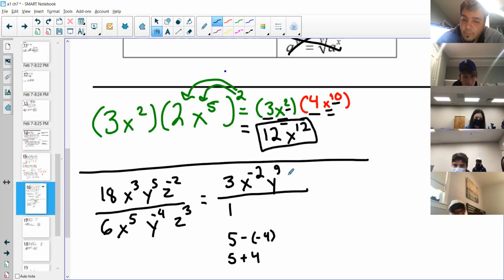How did you get 3? 3 over 1. If you take out a 6 of both of these, I got 18 divided by 6 is 3.